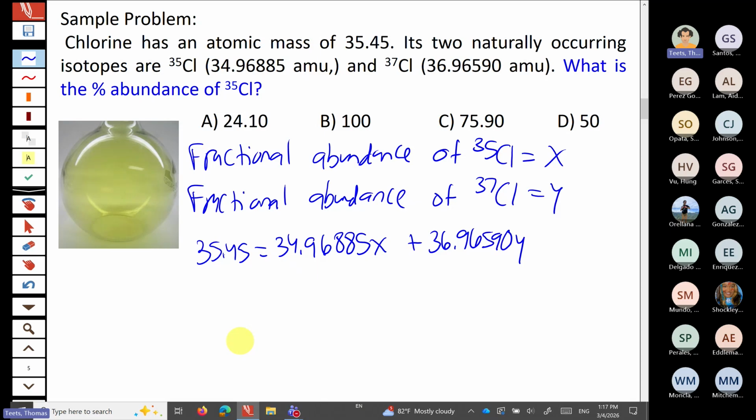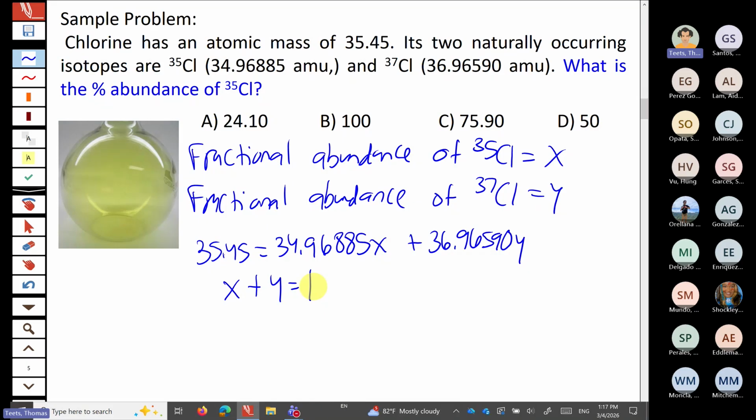The second relationship is that whenever we have a naturally occurring element with different abundances for the isotopes, the sum of all the different abundances has to equal 1 or 100%. This time there's only two of them to worry about. So that means the sum of these two fractional abundances, X and Y, must equal 1, where the percent abundances would have to be equal to 100% if we added those together. So that's true whether you have 2, 3, 4, however many different isotopes you have, the sum of all of those fractional abundances would equal 1.